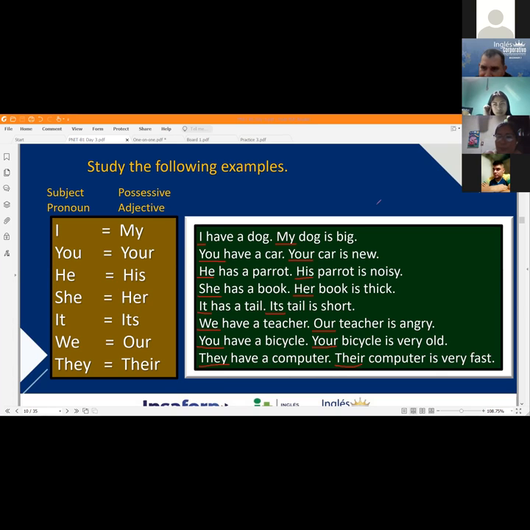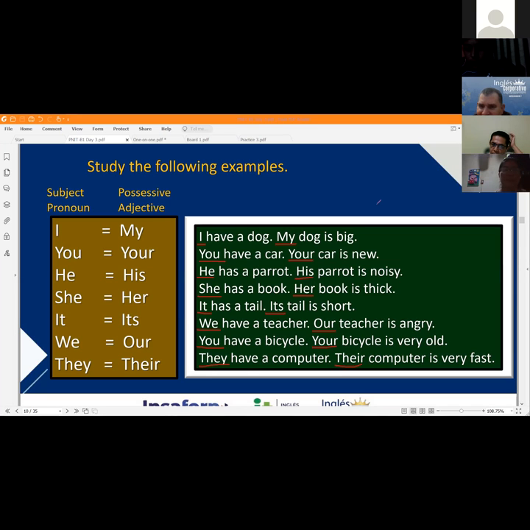Now, Carlos. I have a dog. My dog is big. You have a car. Your car is new. He has a parrot. His parrot is noisy. She has a book. Her book is thick. It has a tail. Its tail is short. We have a teacher. Our teacher is angry. You have a bicycle. Your bicycle is very old. They have a computer. Their computer is very fast. Excellent. Thank you very much. Walter, do you have a question? No, teacher.